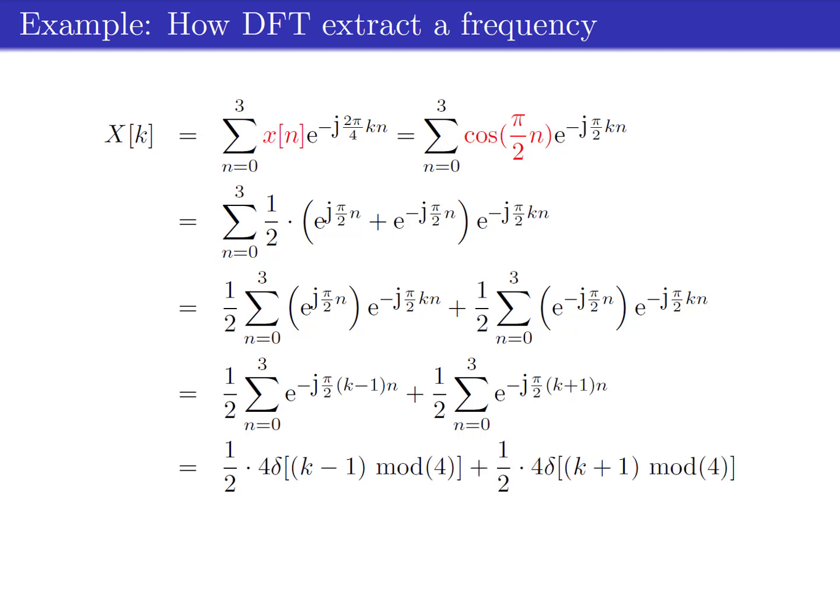The second summation will always result in 0, except for the case when the DFT frequency index k plus 1 is a 4-fold. Thus, for k is -1, k is -5, k is 3, etc., which results in the given delta function. In the fundamental interval, which ranges from frequency index k is 0 until k is 3, this leads to the same two delta pulses as we found before.